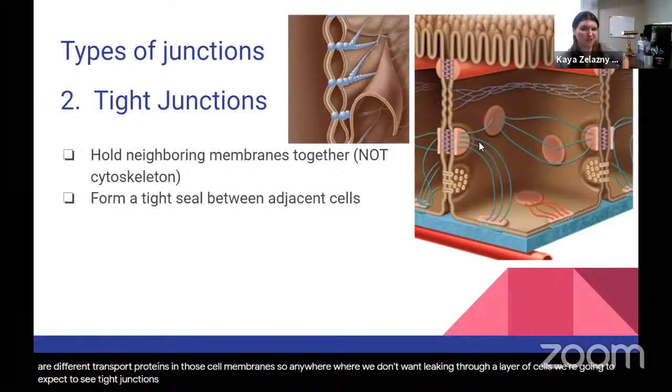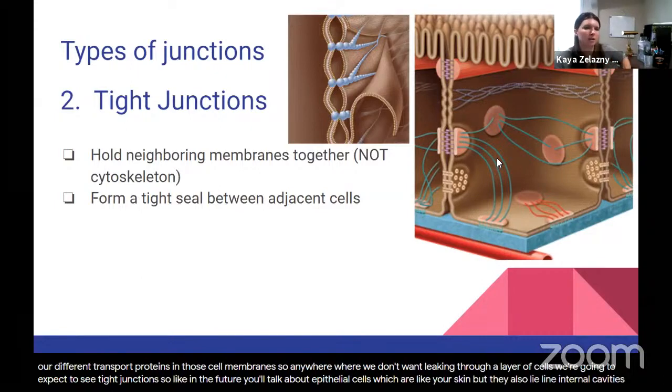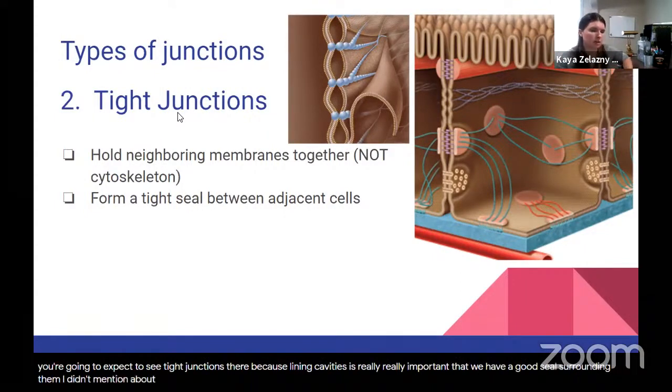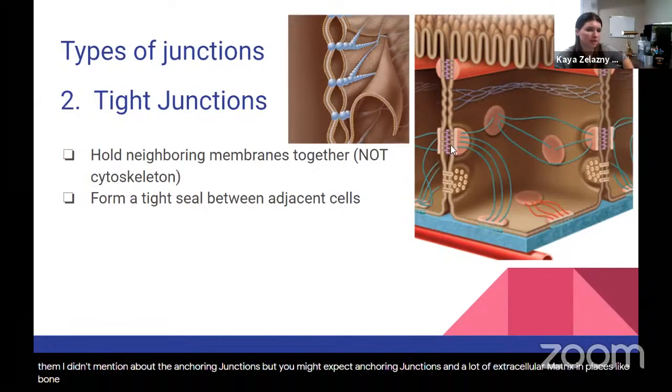In the future, you'll talk about epithelial cells, which are like your skin, but they also line internal cavities. You're going to expect to see tight junctions there because lining cavities is really important that we have a good seal surrounding them. I didn't mention the anchoring junctions, but you might expect anchoring junctions and a lot of extracellular matrix in places like bone, for example, right? The places that are about structure and mechanical properties.